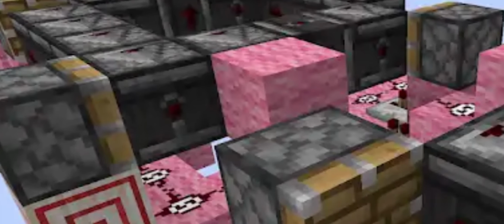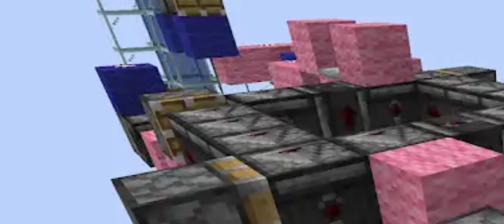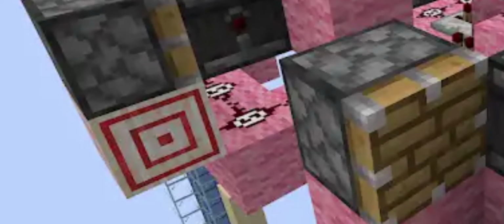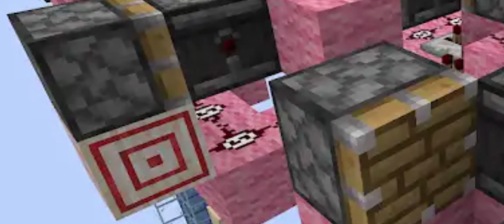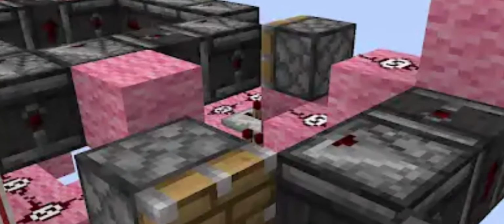Now here is where I'm confused. Why is this block here? It makes zero sense, other than to power something below? Maybe? But I don't see a way. However, this is in Java and I only do Bedrock. So, let's see.